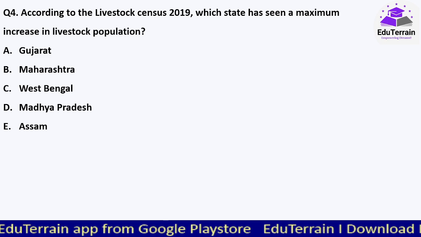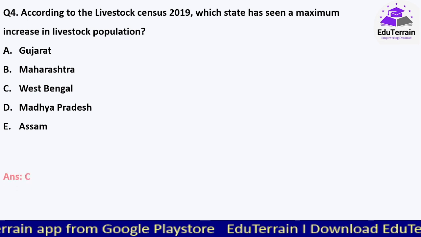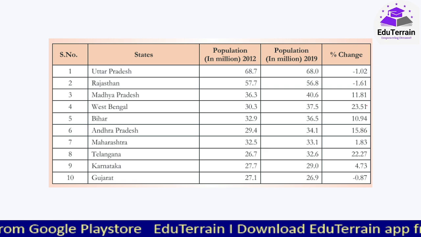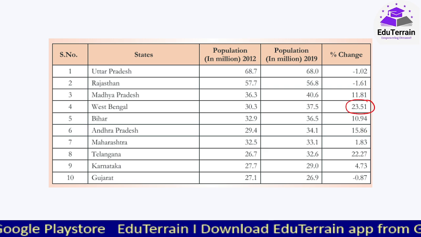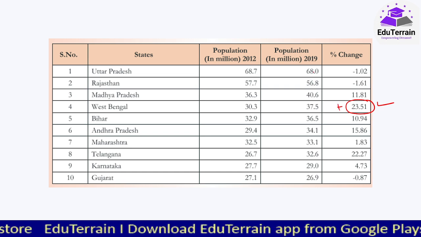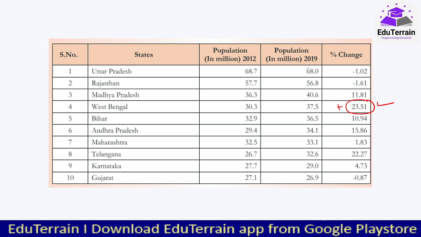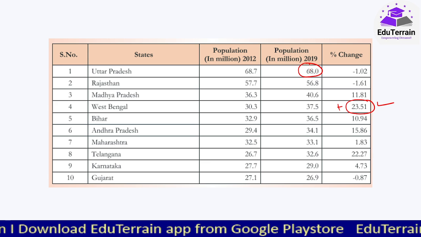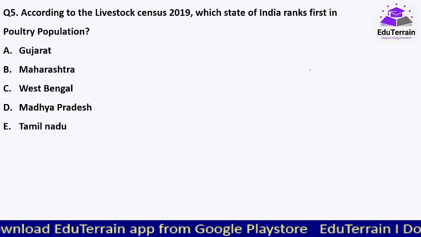Which state has seen a maximum increase in the livestock population? It is West Bengal that has seen a maximum increase, as you can see here, with the percentage change being plus 23.51%. Otherwise the population of the cattle is highest in UP, as you can see here, but there is a slight change. After that Rajasthan is very neck and neck.